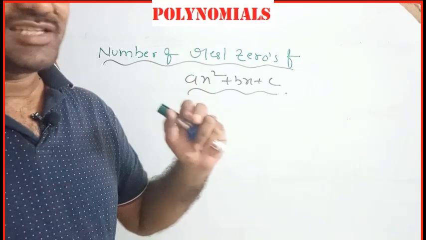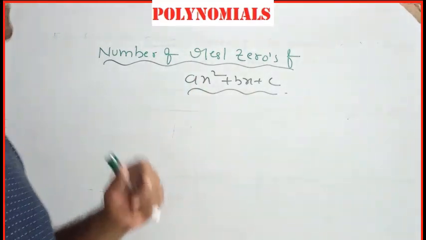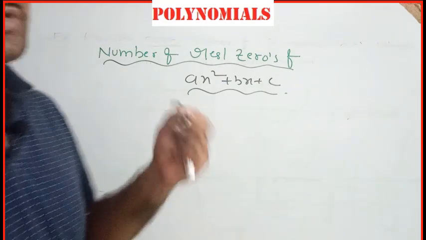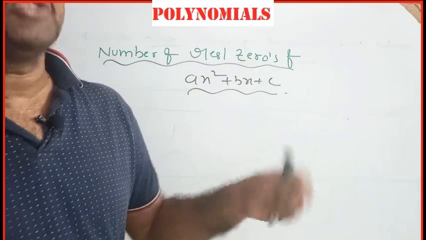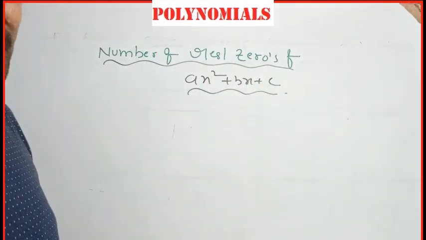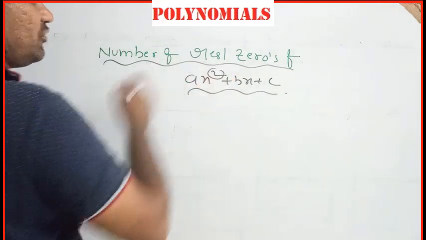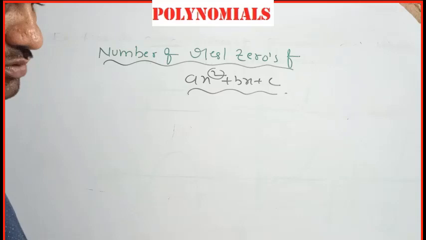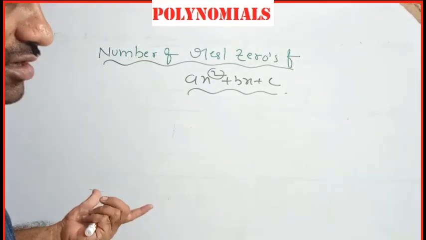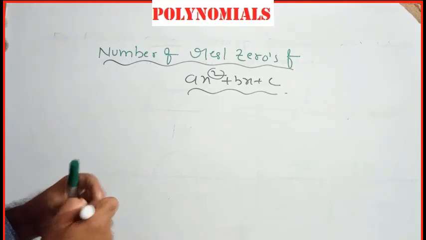Because you can't say 1 real zero and 1 complex zero. That is not correct. Complex zeros always appear in conjugate pairs. For example, if alpha is a complex zero of any polynomial, automatically its conjugate alpha star is also a zero. A second degree polynomial will have 2 zeros. How many are real and how many are complex depends upon the values of a, b, c.